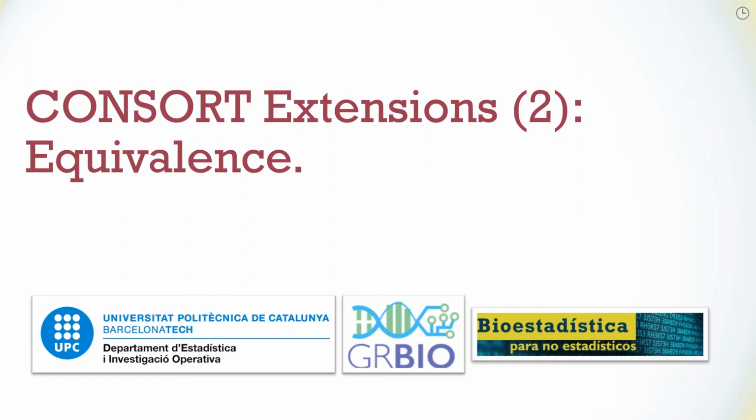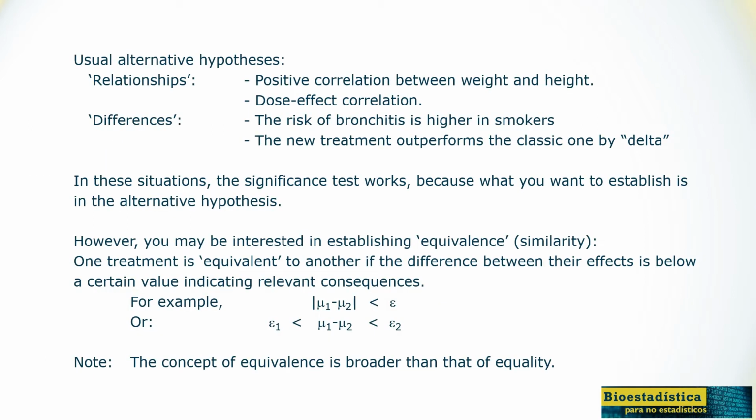We would like to explain the CONSORT extension to equivalence studies, where the objective is not to demonstrate that one treatment is superior to another, but to establish that they are reasonably similar. Let us begin. The usual statistical approach uses the alternative hypothesis to determine what you want to end up establishing. For example, researchers may want to find out if there is a dose-response relationship, or whether or not the new treatment outperforms the classic intervention by a delta amount. This construction is suitable for difference testing.